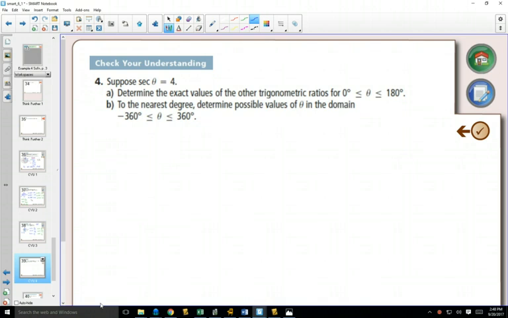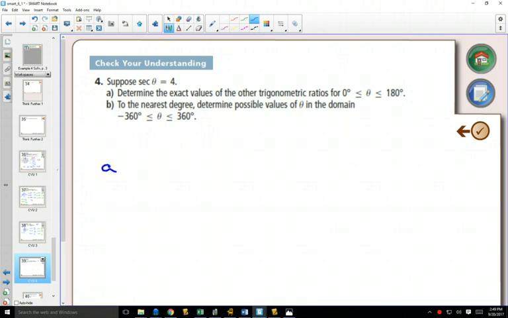And then in B here, it's saying find all possible angles of theta between negative 360 degrees and 360 degrees. So in the first part, it's only worried about from 0 to 180, and it wants to find the other trig ratios. In the second part, it's looking for all answers between negative 360 and 360.